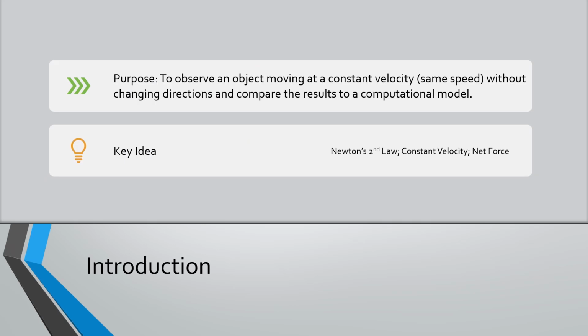So the purpose of this lab was to observe an object moving at a constant velocity, aka the same speed, without changing directions, and then compare the results to a computational model. Some key ideas that were found in this lab are Newton's second law, constant velocity, and net force. Also, Newton's first law is applicable in this lab.